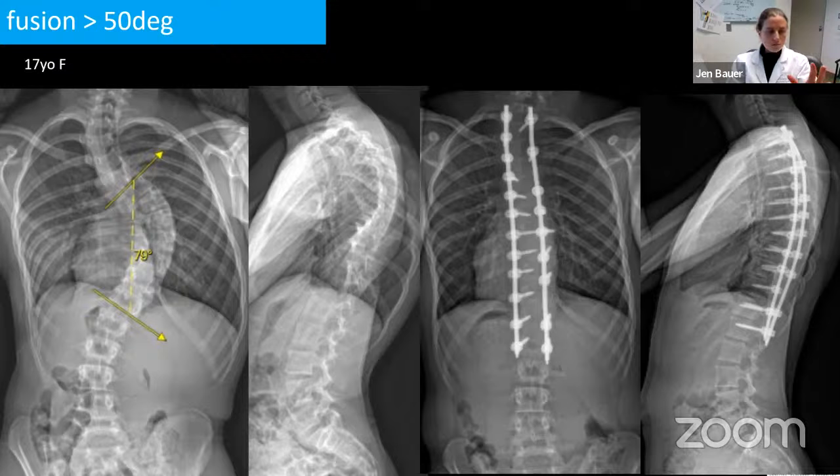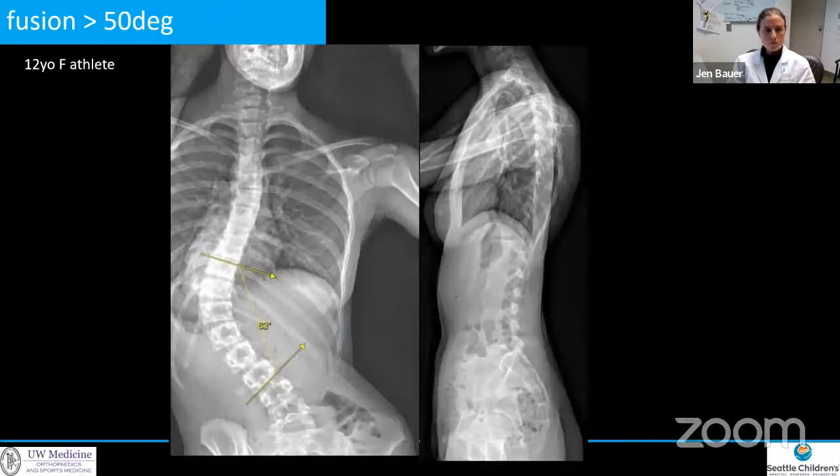Scoliosis, big curve, got an MRI to make sure because there's a little bit of kyphosis, normal MRI, treated it with a posterior spinal fusion. They're 17, so we don't have to worry about any growth-friendly options. Here's another patient. This girl is 12.